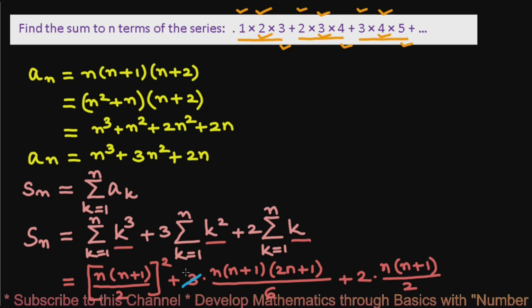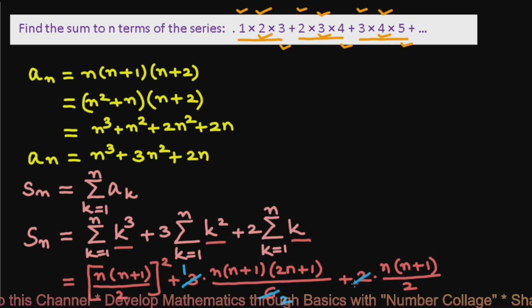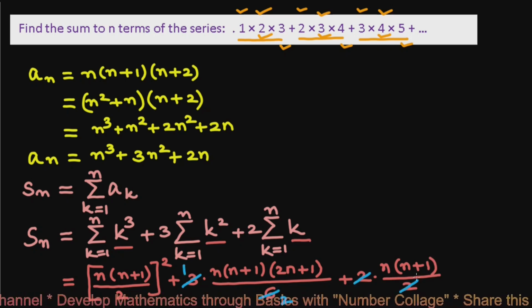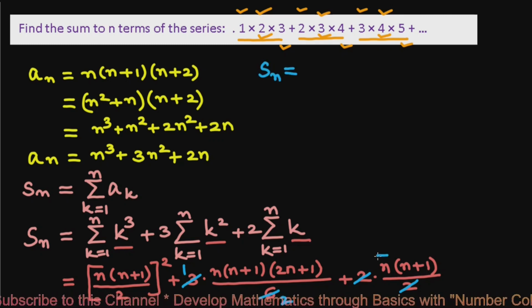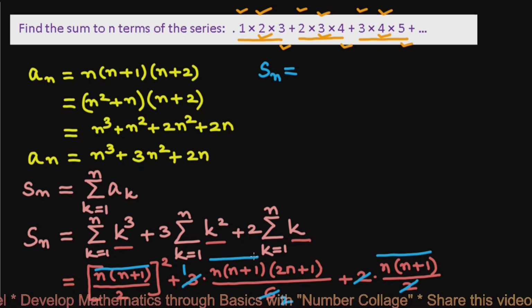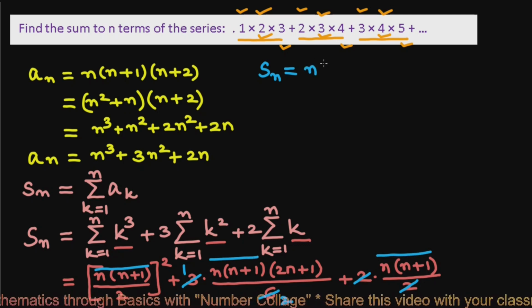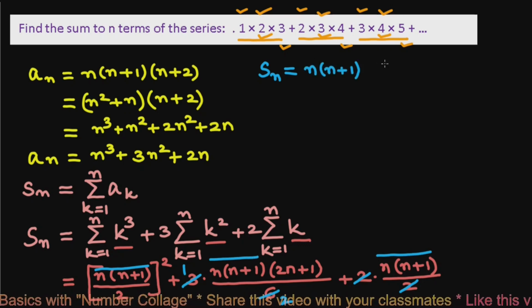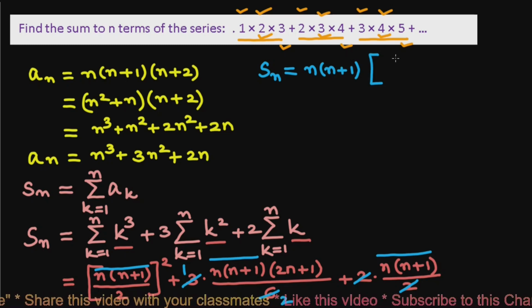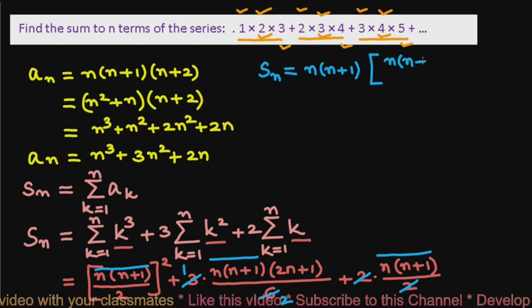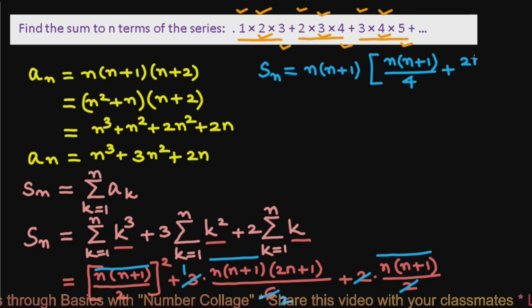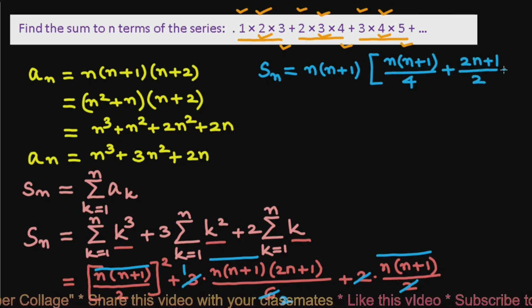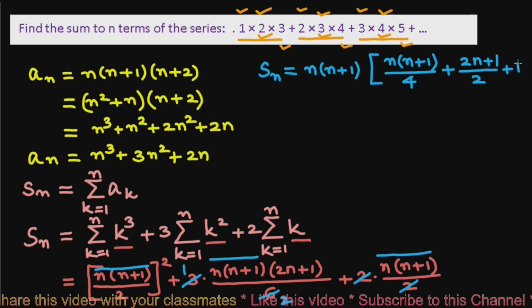Now here, this will be 3 ones are 3, 2 twos are 4. This 2 cancels with this 2. So now this Sn will be, taking n into n plus 1 common from each term, n into n plus 1 multiplied by, in the first term it will be n into n plus 1 upon 4, plus in the second term it will be 2n plus 1 upon 2, plus in the third term it will be just 1.